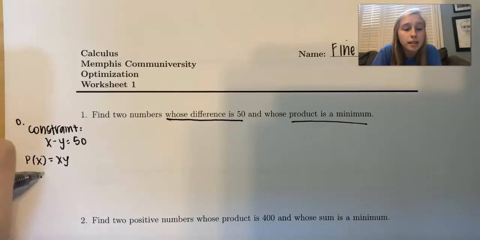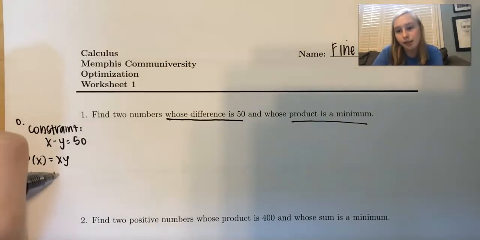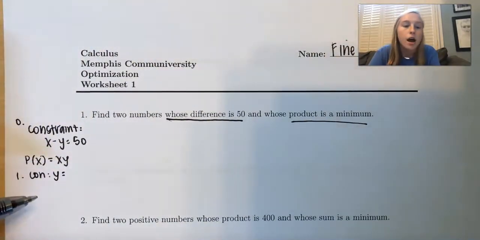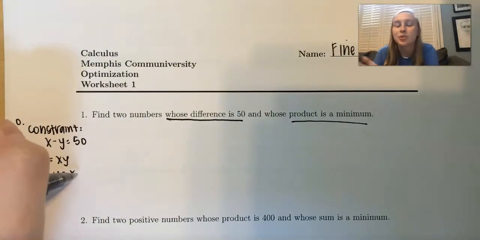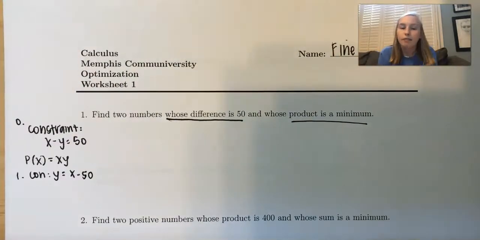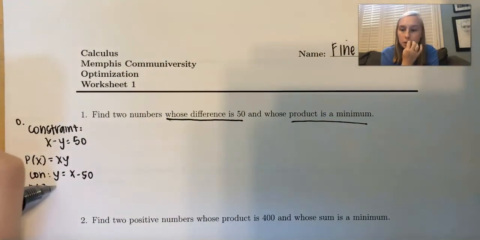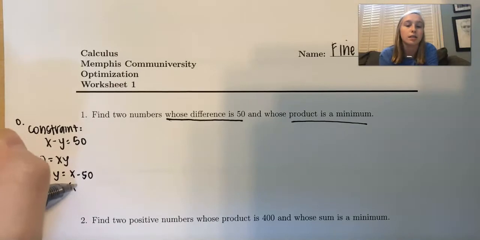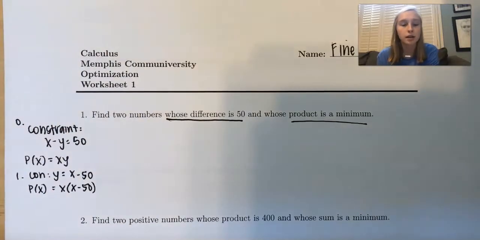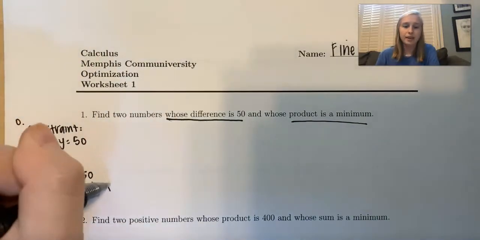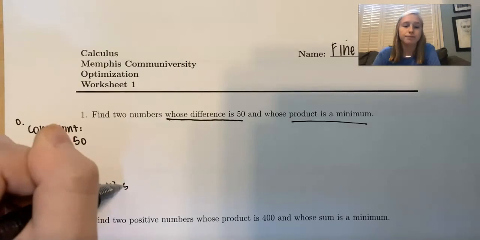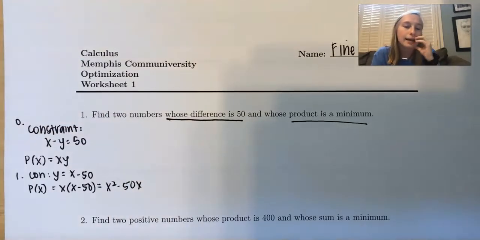So we will just isolate. I always isolate y to solve for x, but you don't have to. You isolate one of the variables and then just plug that into your second function, which in this case is p of x for me because it's a product. And then what you really want to do is write it in a form that's easiest to take the derivative of. So I distributed out that x to make x squared minus 50x.